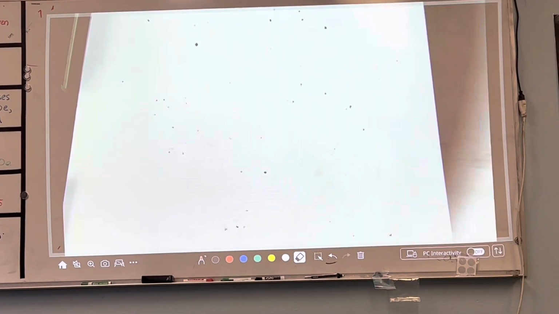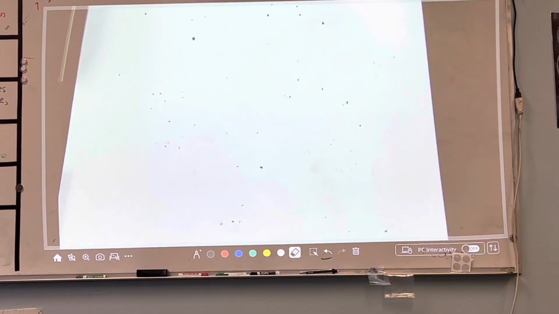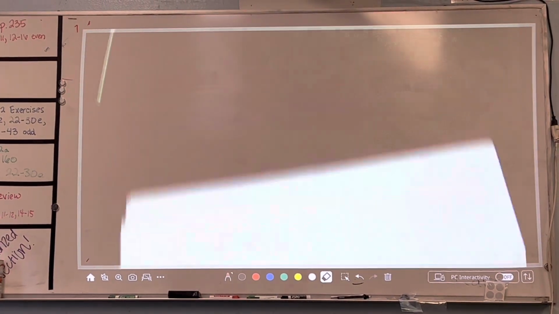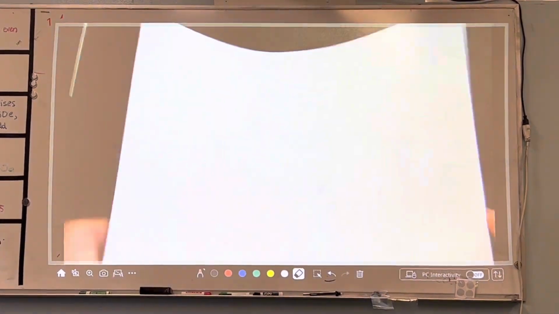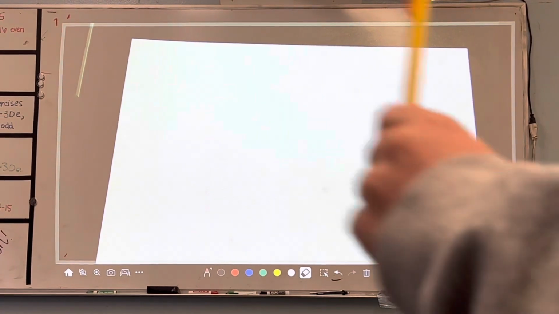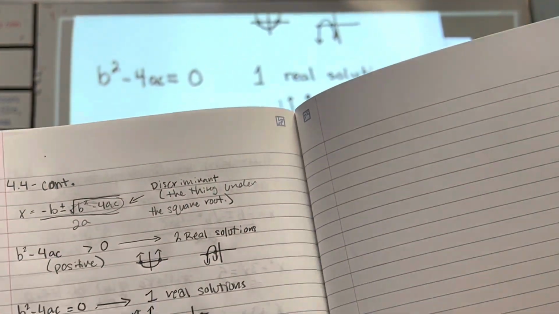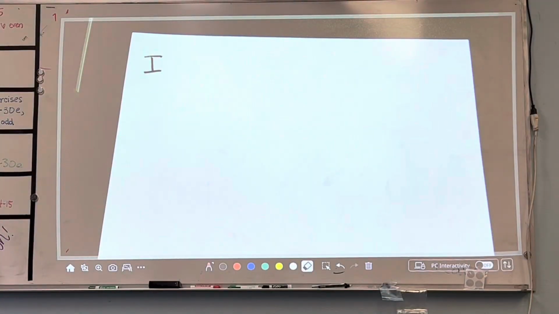Did we do an example yesterday with an imaginary solution? Did we get that far? I don't think we did. Okay, let's do one with an imaginary solution. What were the little graphs for the imaginary solution? What did they look like? They don't cross the x-axis. They're just kind of in the air.